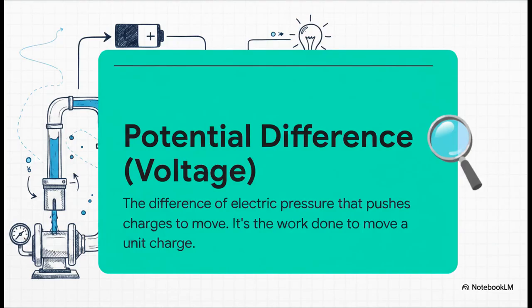In electricity, this push is called voltage. You can think of it as electric pressure. It's the force that gets those electrons up and moving. Without voltage, the electrons would just be sitting around, totally calm, like water in a perfectly flat pipe.